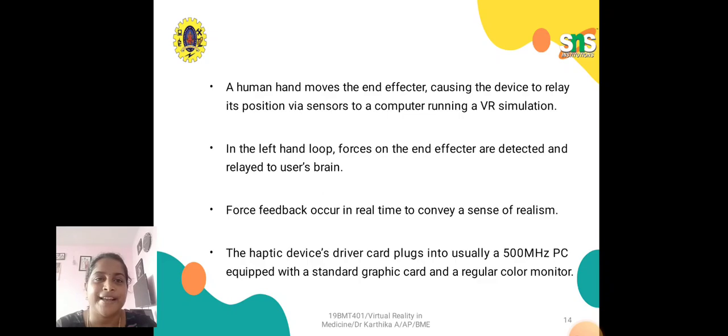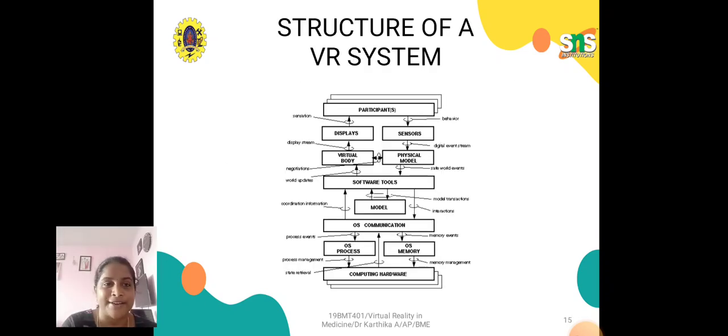Here a human hand moves the end effector, causing the device to relay its position via sensors to the computer running the VR simulation. In the left-hand loop, forces on the end effector are detected and relayed to the user's brain. Force feedback occurs in real time to convey a sense of realism. The haptic device's driver card plugs into usually a 500 MHz PC equipped with a standard graphics card and a regular color monitor. Here we have the structure of a VR system.